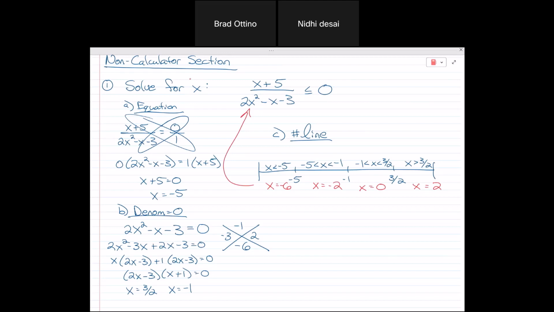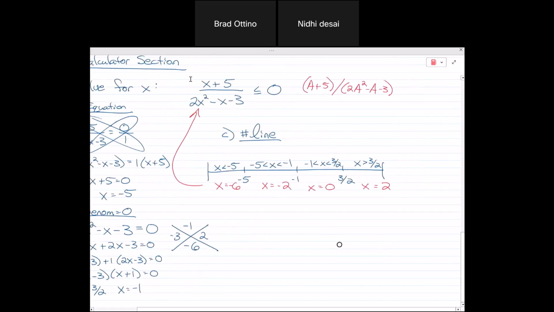When you store numbers in your calculator, like if we use negative 6, we're just going to type negative 6, store for A, and hit enter. But then we have to type the equation using the A variable. So we're going to type in parentheses A plus 5 divided by parentheses 2A squared minus A minus 3, and see what values make that less than or equal to 0.